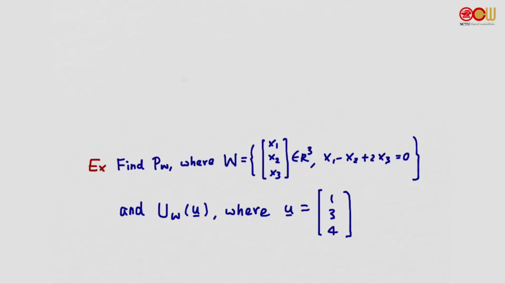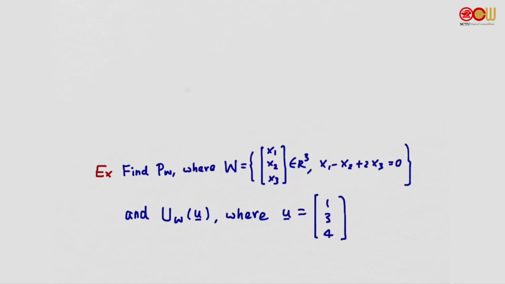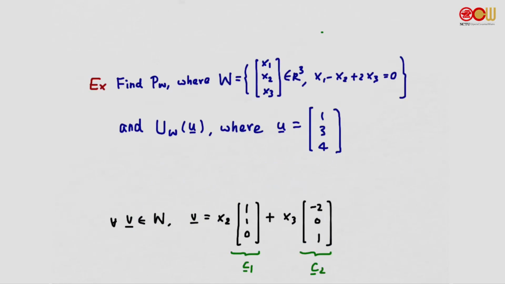P_W will simply be B B transpose, or if we have a basis, just a basis, not necessarily an orthonormal basis, then we can use the theorem that we just saw to find the P_W. And this subspace W is actually a null space, so we can find a basis for W easily. W corresponds to the null space of the matrix [1, -1, 2], x equal to 0. It's the null space of this homogeneous equation.